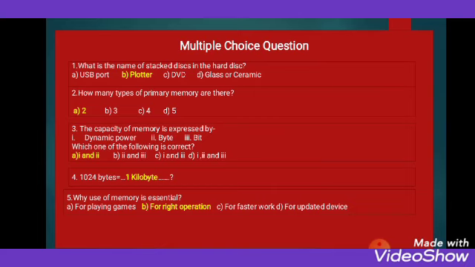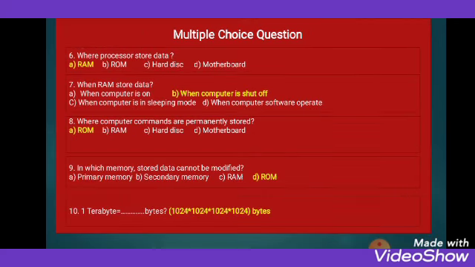Number 5 question. Why is memory essential? A, for playing games, B, for write operations, C, for faster work, D, for update devices. B is the correct answer, for write operations.